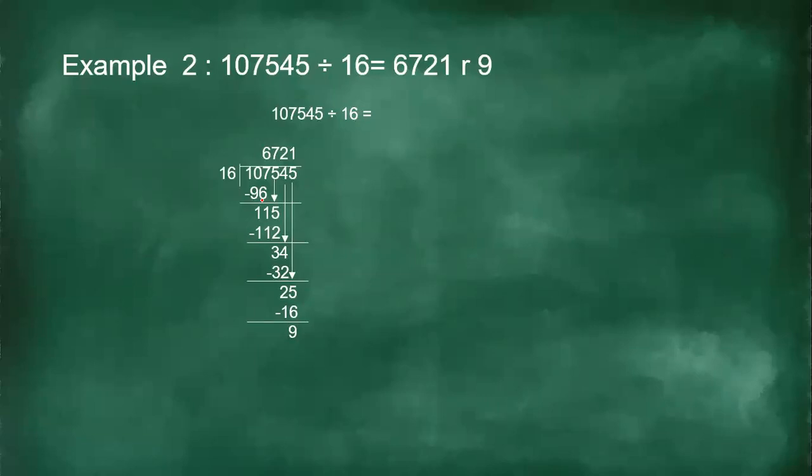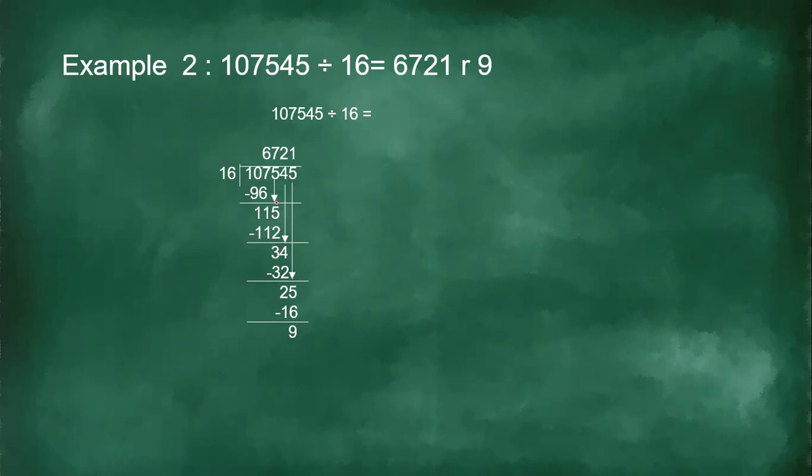And then you subtract. You subtract 96 from 107, and it's 11. And then you bring down the 5. Then what happens next? After you bring down the 5, you say 115 minus 112 is 3. That is 115, 7 times.